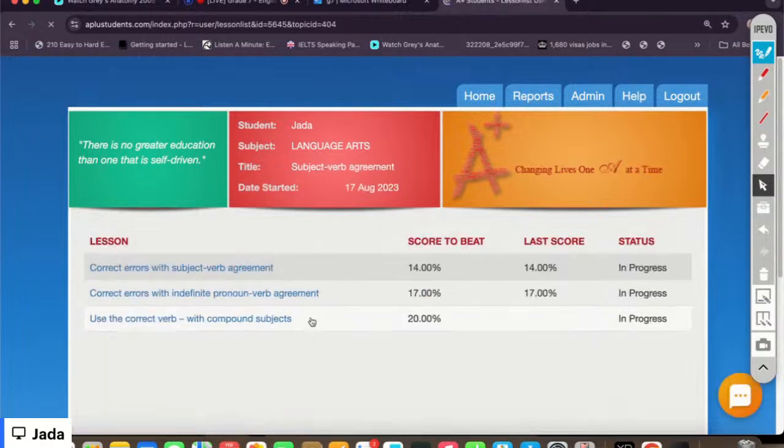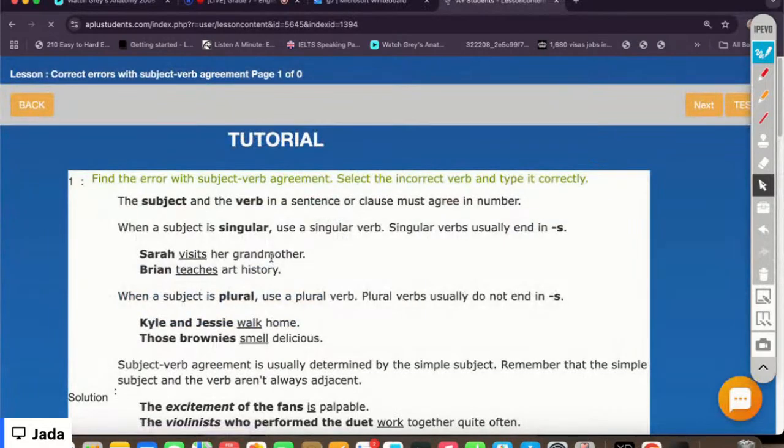As you can see here, we have three lessons and we will complete the first two today. And the next lesson, we will continue with the last one. So we will start with the first one, which is correct errors with subject verb agreements. So let's look at this.